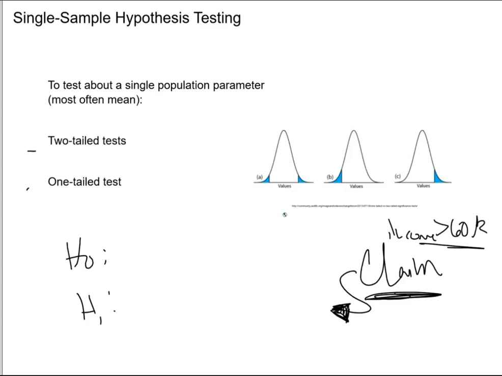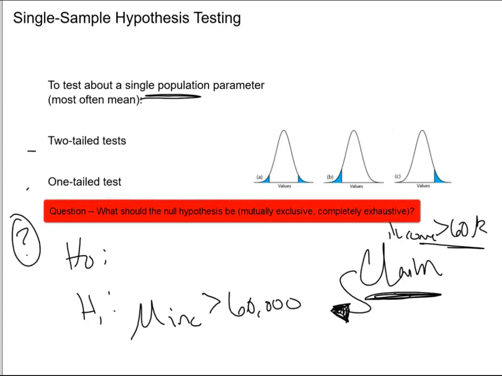That's the thing that should be going in the alternative, right? And so again, we talk about a population parameter as a mu, and in this case, I'm talking about the average income in a high growth county being greater than $60,000. So in this case, what should be the null hypothesis?